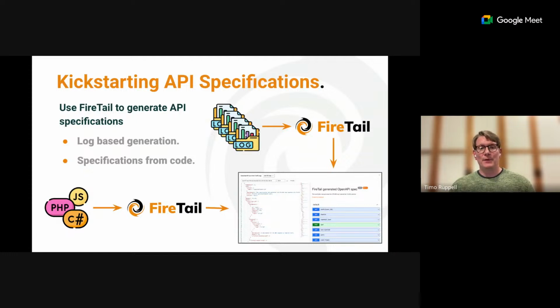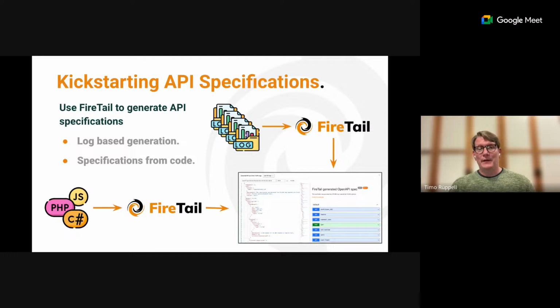You hook up your service to FireTail, you start ingesting logs into the FireTail platform, and after quite a short time, we will be able to start generating an API spec based on those logs. So we analyze the logs, we see what are successful requests and responses, and we basically construct an API specification out of those. And this will help you get started with it, and then you can start importing and implementing tooling around the OpenAPI specification, taking it into your processes, and getting into best practices that way.